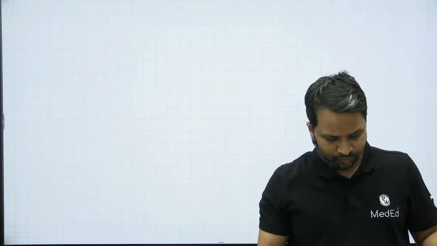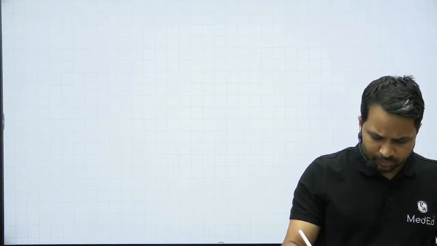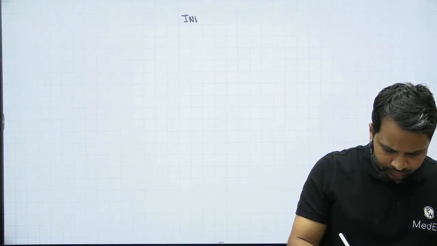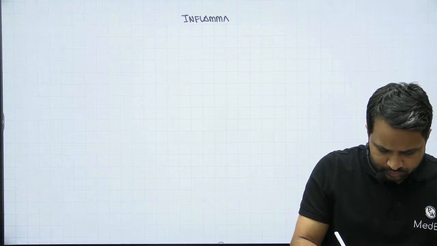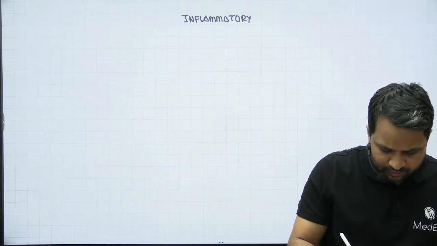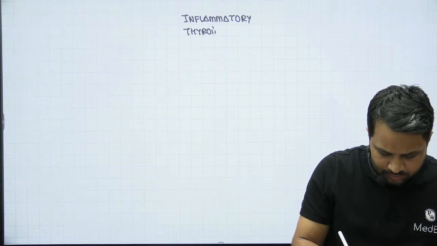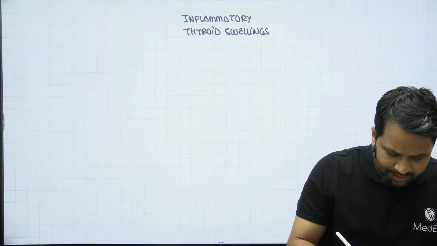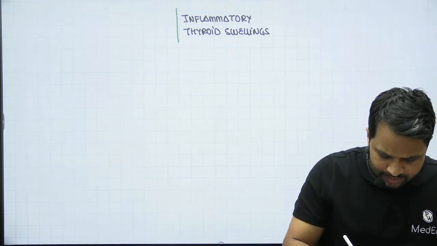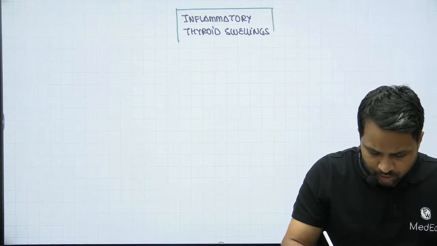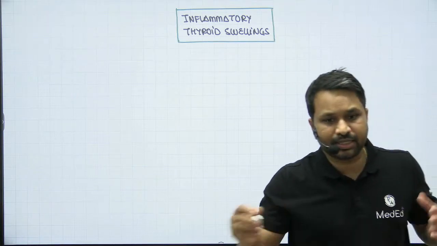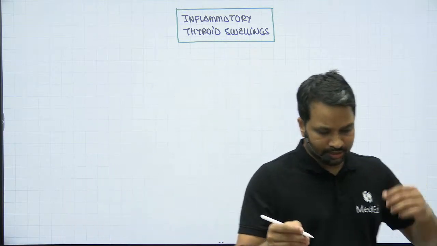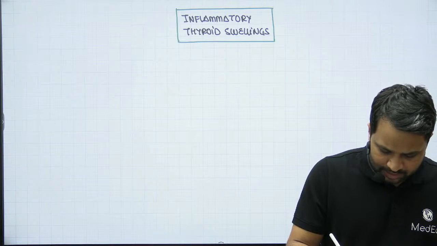Can we start? So we're talking about a very important topic, the inflammatory thyroid swellings. Today's objective is to talk about inflammatory thyroid swellings. In these, we'll be discussing 3 important swellings: Hashimoto's thyroiditis, Quervain's, and Riedel's thyroiditis. So 3 swellings that we'll be discussing here.